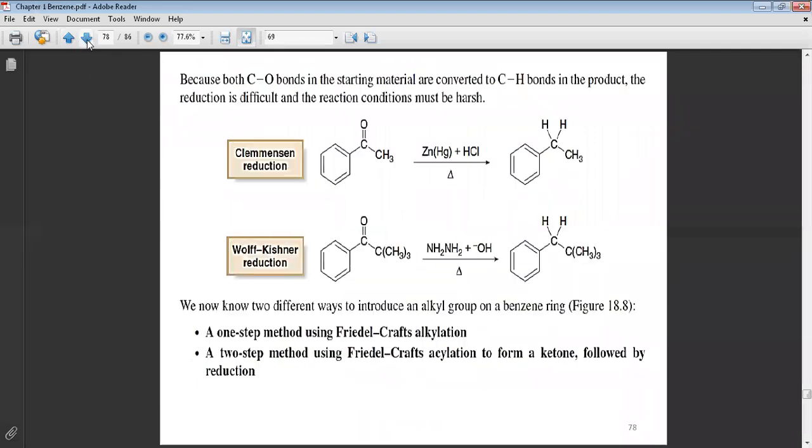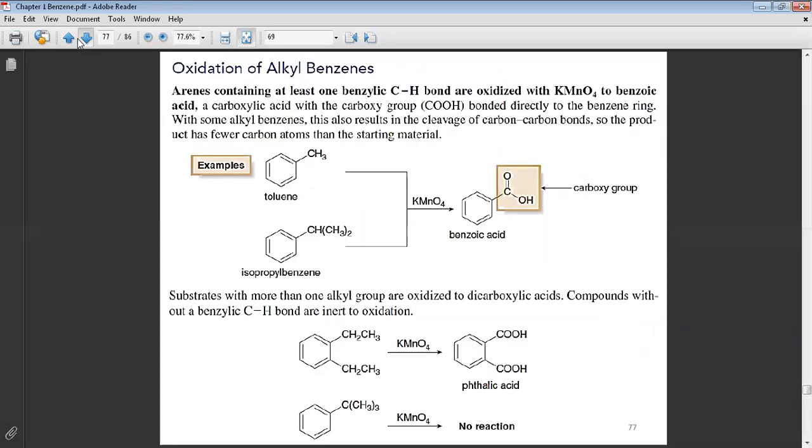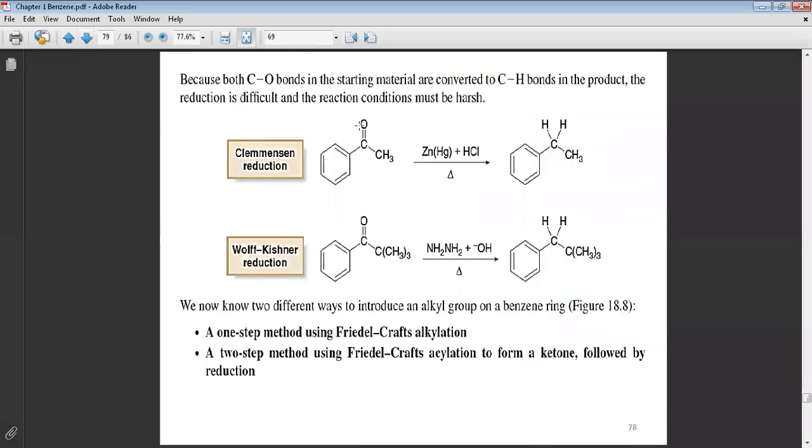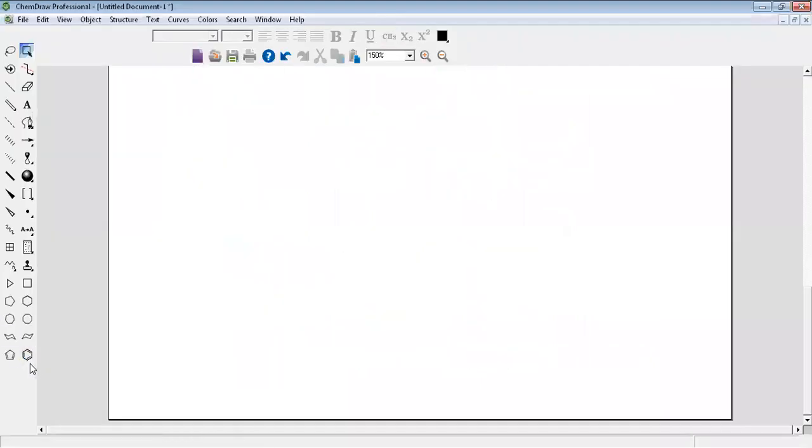For example, I think I have an example here. Yes. Look, in this reduction, the C double bond oxygen just becomes CH2, for any group. I will share it for you here.